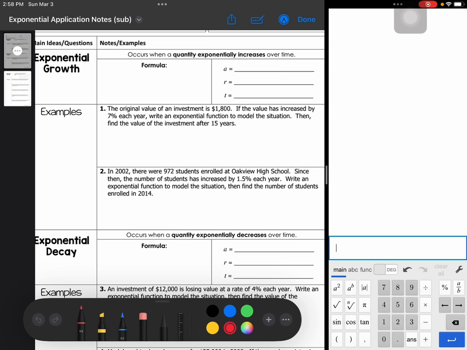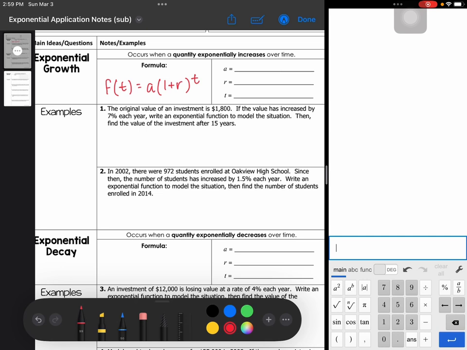That can be like a population increase, an increase in bacteria, the expansion of like a sickness that's going around, or even an investment increasing as it builds interest over time. So the formula that we use for an exponential growth problem is f of t is a times 1 plus r to the t power. And we'll talk about what each of these variables mean.